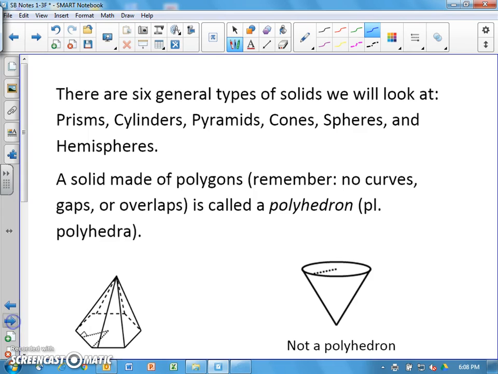All right, so let's check the next one. There are 6 general types of solids we're going to look at: prisms, cylinders, pyramids, cones, spheres, and hemispheres. A hemisphere is really just half of a sphere. A solid made of polygons, remember what that means, no curves, gaps, or overlaps, is called a polyhedron. The plural of that is polyhedra.